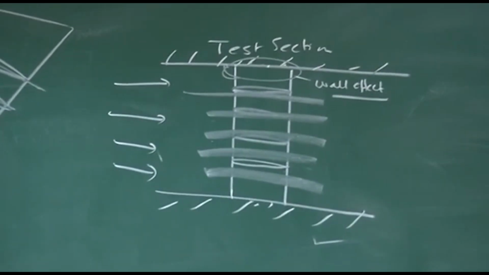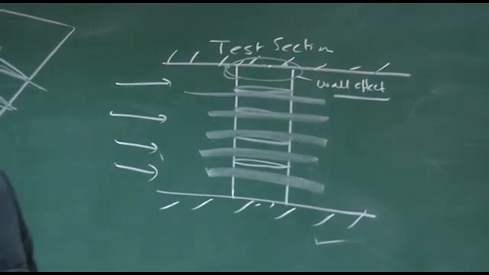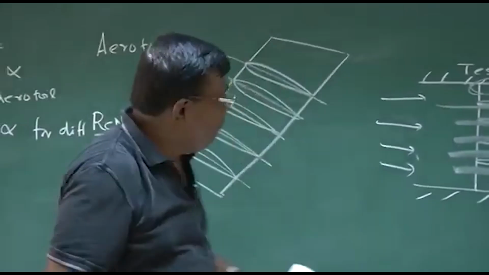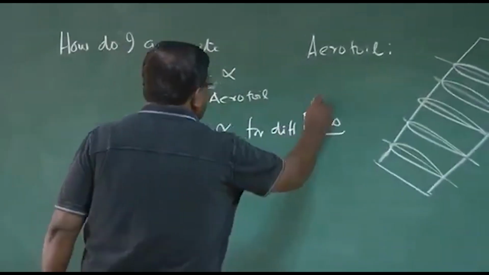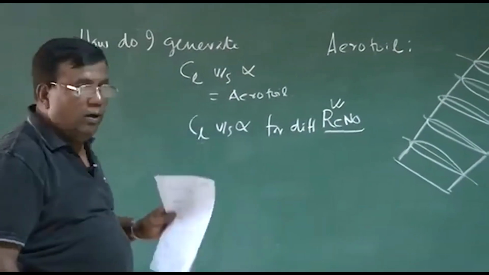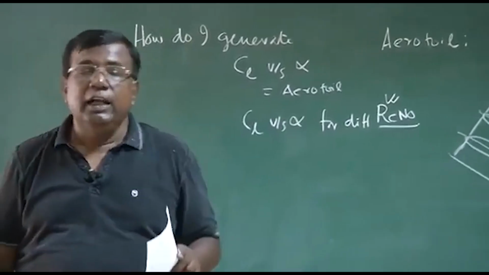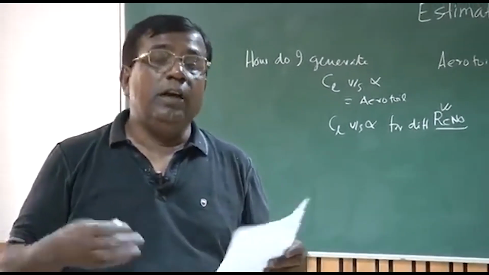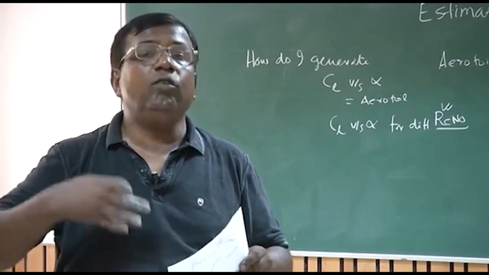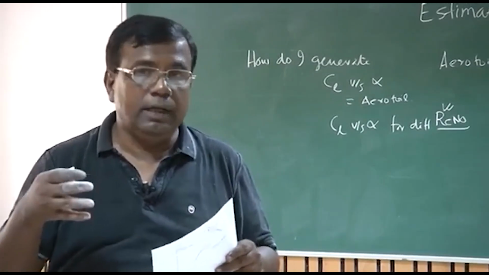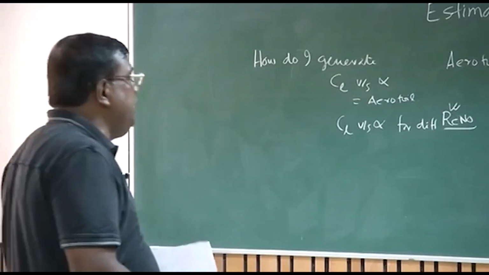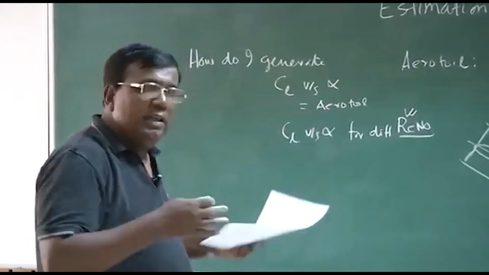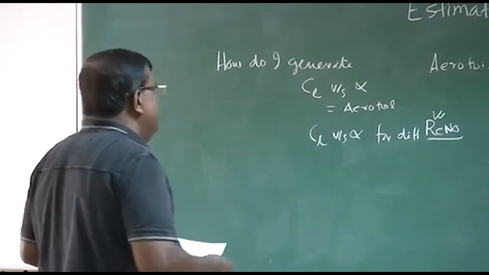So I will put a load balance, and I will go on measuring CL for different angles. But since it is for a Reynolds number, I must ensure what that angle is and what the Reynolds number is. So I can go on generating different values of CL for a given angle, and I go on changing the Reynolds number. I can change the Reynolds number by changing speed, or by changing the density of air inside the tunnel. So many combinations are there.